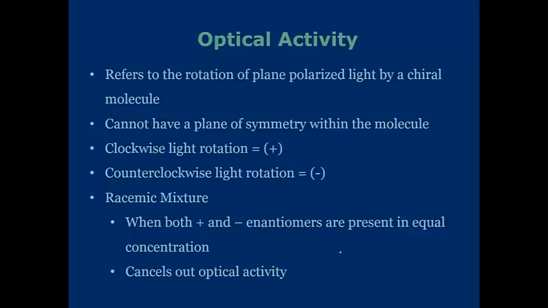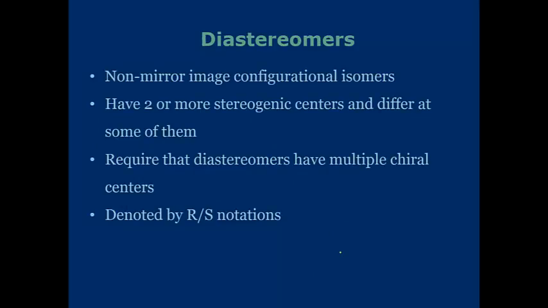There is a situation that will come up though, and that is a racemic mixture. This is when both the plus and minus enantiomers are present in equal concentration. This will cancel out optical activity, because one will rotate light clockwise and the other counterclockwise, thus eliminating any activity that's observed. What sort of compounds might do this in a reaction? Well, the most classic example is nucleophilic substitution. SN1 reactions are generally going to produce racemic mixtures because the enantiomers produced are going to cancel each other out.